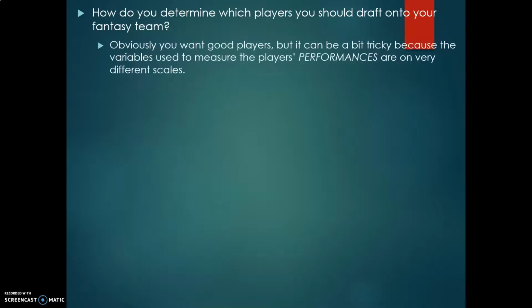To do this, we want to look at the ones who have the highest value. So how do we figure out this value when there are different scales? The number of strikeouts versus the number of wins: you're not going to have nearly as many wins for a pitcher as strikeouts. Or for hitters, their hits should be way more than their home runs. So we have to look at a way that we can standardize that.